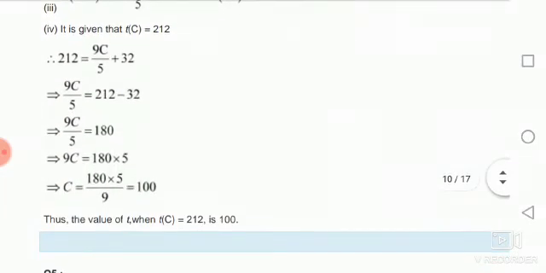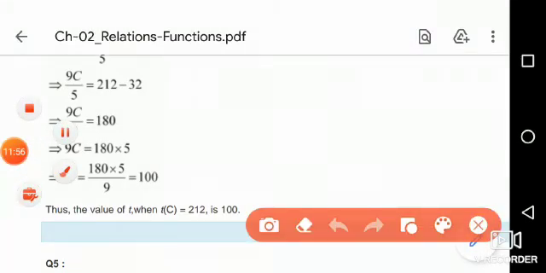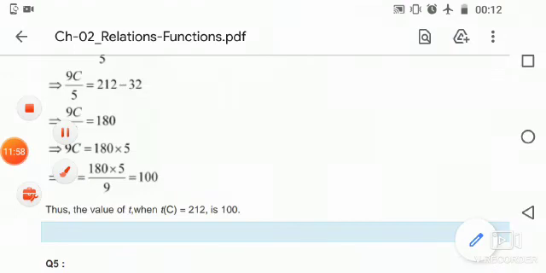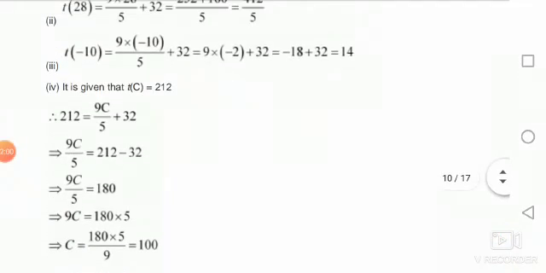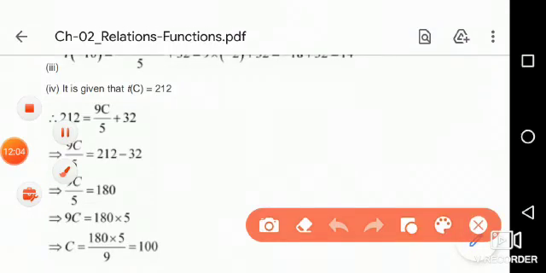Also, it is given that T of C is equal to 212. Dear students, we have been given the value of T of C, which is equal to 212.